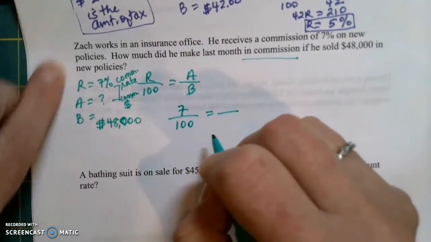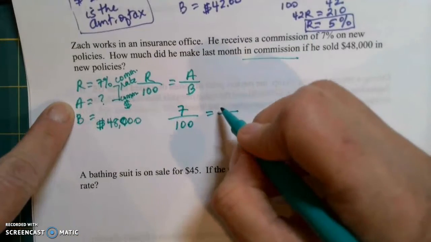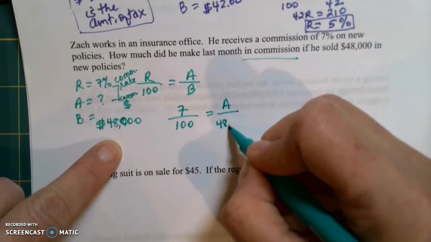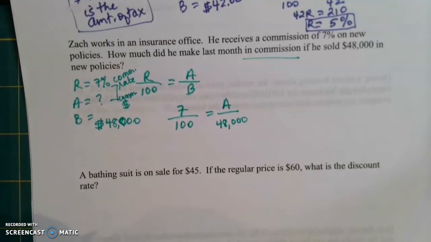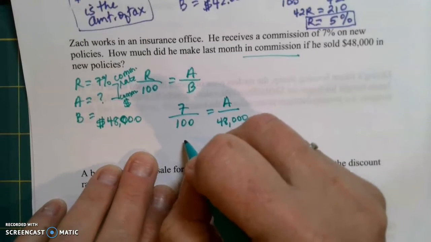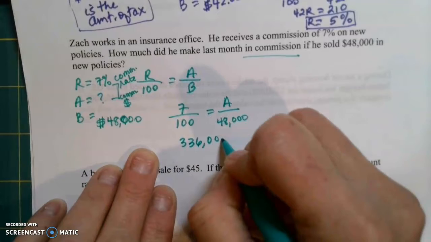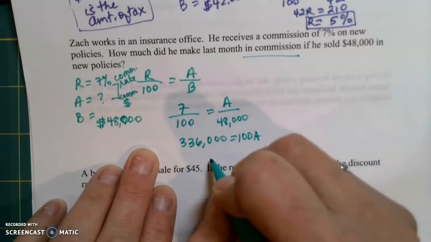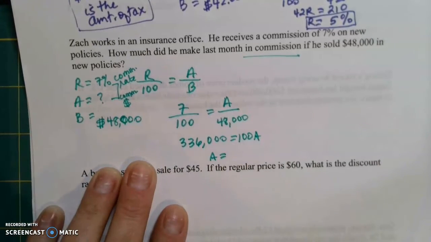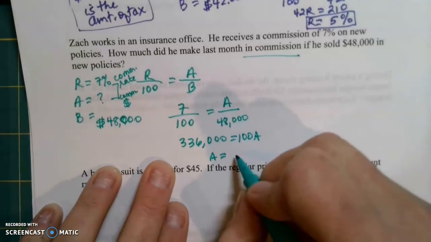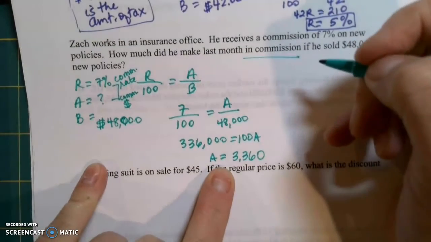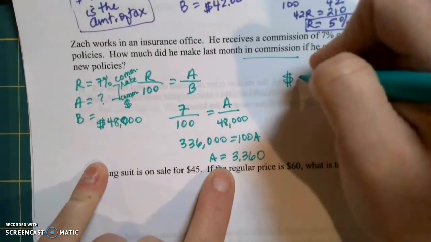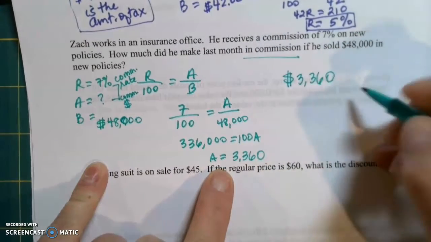So at this point, this really, remember, is going to be the hardest part of this. And then from here on out, this is going to become old hat very quickly, where you're going to be doing that cross multiplication and then division to get your answer. All right, so we get 3,360. Now that should be dollars because we are looking at the amount of commission he earned and not the rate.